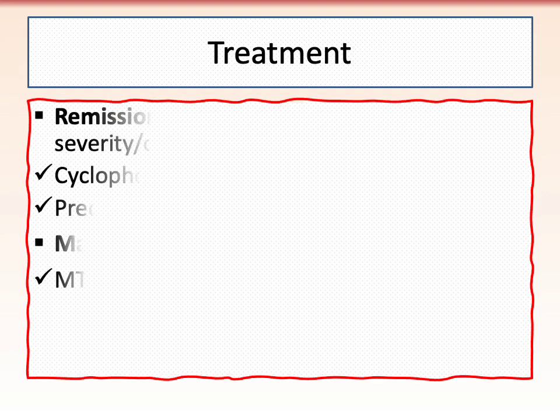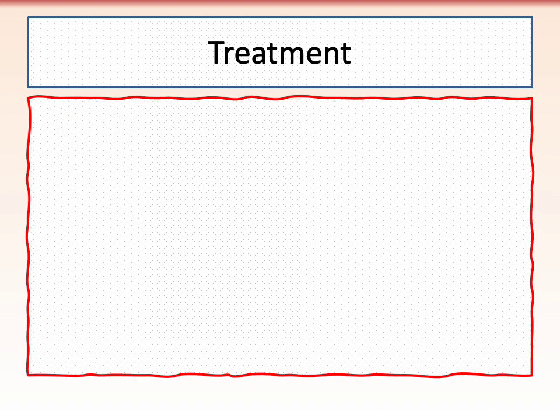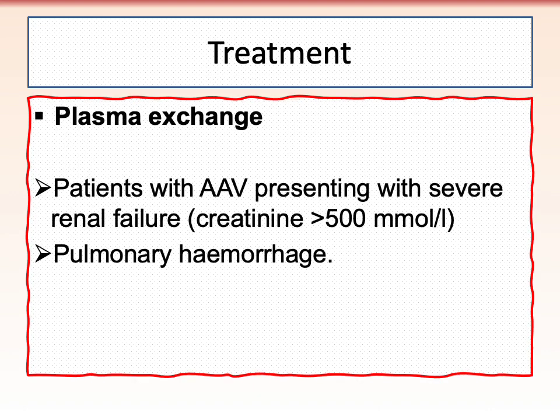Treatment includes remission induction therapy and maintenance therapy. Remission induction therapy depends on the severity and organ involvement. Usual medications include cyclophosphamide or rituximab along with IV methylprednisolone and followed by oral prednisolone. Maintenance therapy is usually with methotrexate, mycophenolate, or azathioprine. Plasma exchange is recommended in patients with severe renal failure and pulmonary hemorrhage.